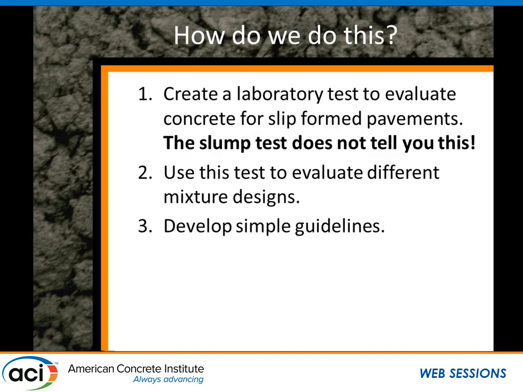So how the heck do we do this? Well, number one, we had to create a laboratory mixture to evaluate this workability, this response to vibration for these concrete pavements, because the slump test doesn't tell us anything about a paving mix. It can tell us consistency, but it has no other insight into workability. Other than if it's at 6, you probably don't want to pave with it. At least not slip form pave with it, right? Maybe some other things. So since the slump test doesn't tell us anything, we had to invent our own. And we're going to use this test over and over again to look at all kinds of different mixtures. And then we're going to try to develop some simple guidelines for people to use.